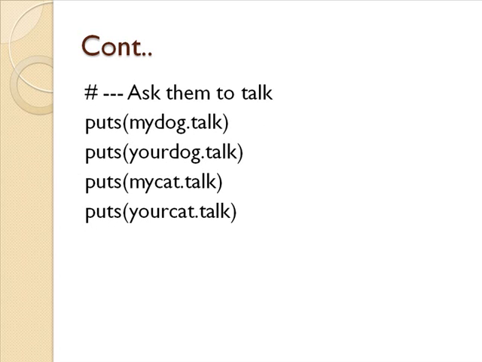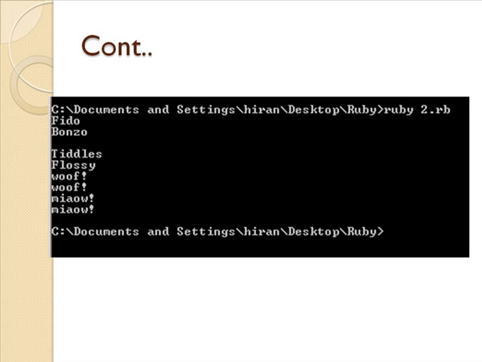Then we'll ask them to talk. puts my_dog.talk. puts your_dog.talk. puts my_cat.talk. puts your_cat.talk. Okay, let's see the output. Here you get Fido and Bonzo, and you see there's a blank space because we haven't given a name to some_other_dog. And Tiddles and Flossie are there, the cat names, and woof woof, meow meow is the way each cat and dog speaks.